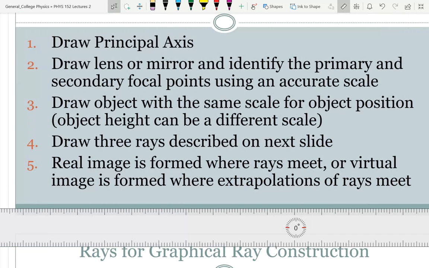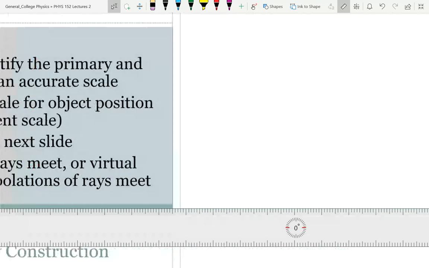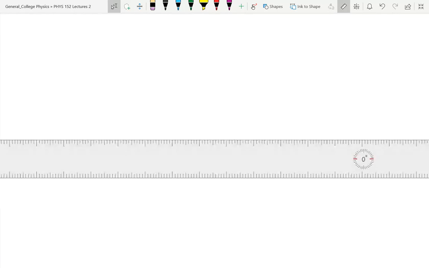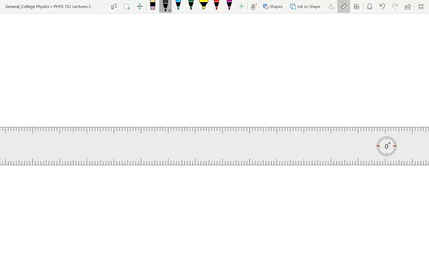So first, draw your principal axis. The principal axis is the horizontal line that goes through the bottom of your object and through the center of your lens. Then draw your lens or mirror and identify the primary and secondary focal points using an accurate scale. Let's do those two things. So there's my principal axis.